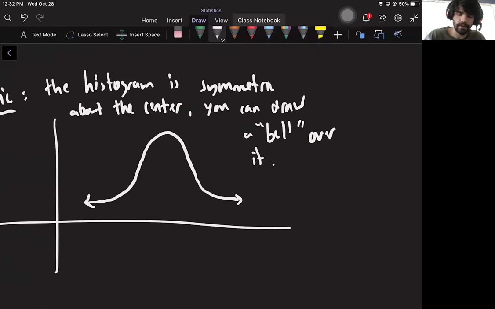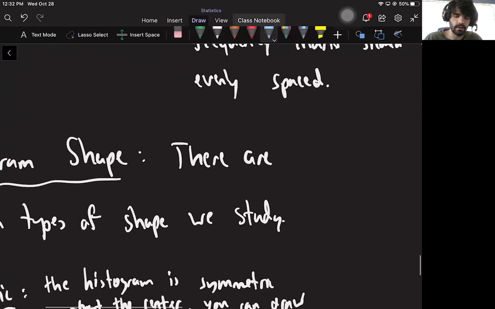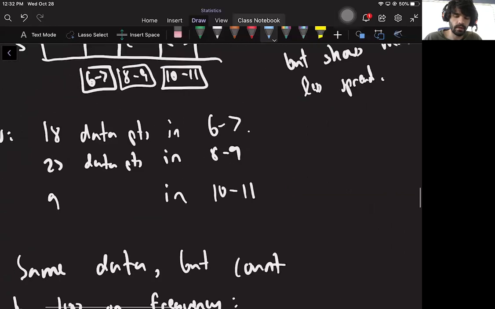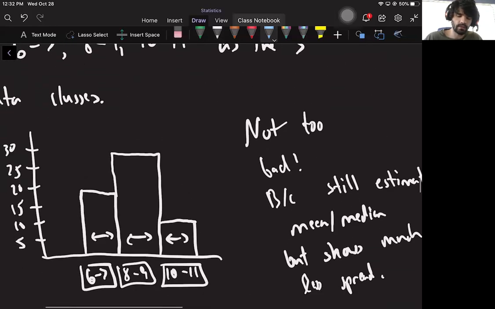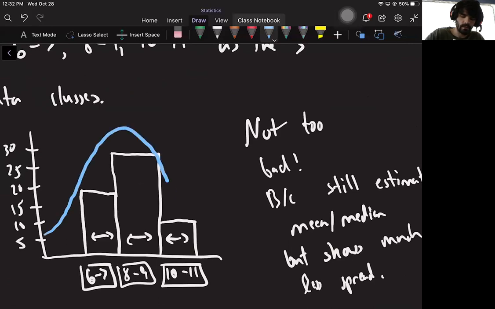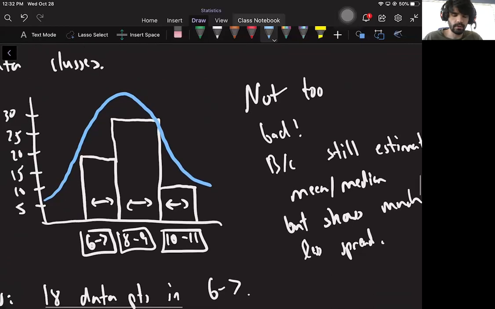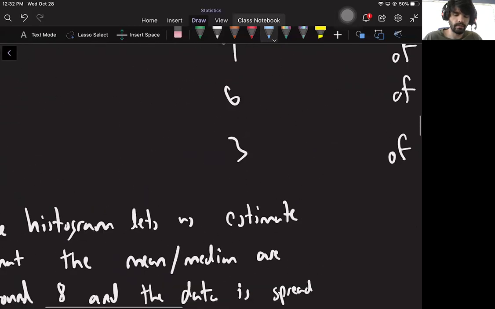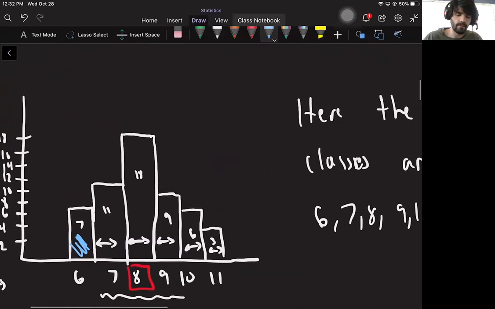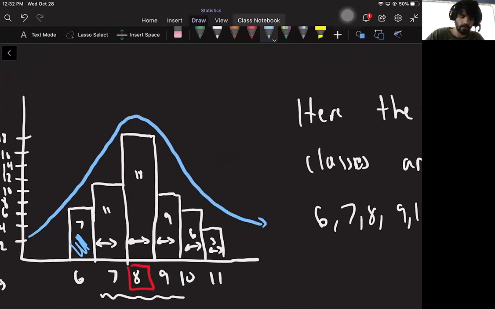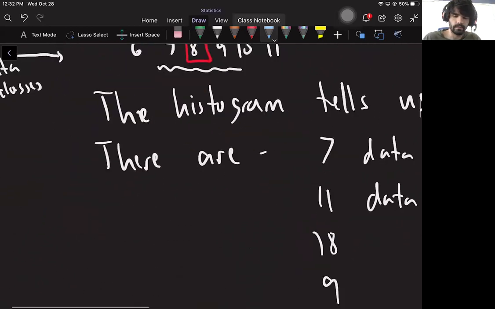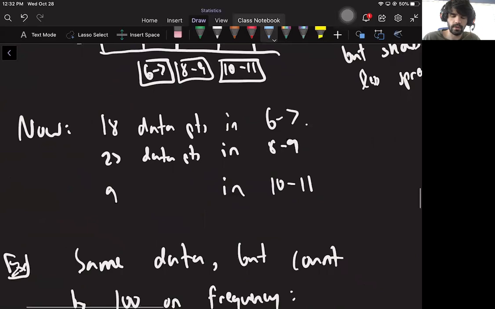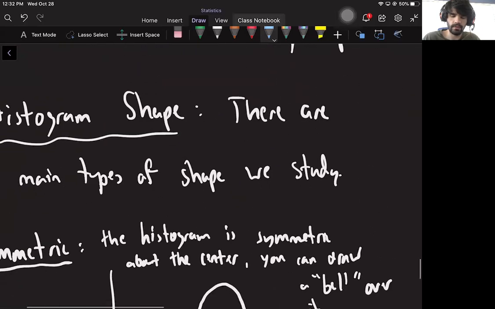So the example we did earlier is symmetric. Let me go up there real quick and draw a bell over it. Even here, it's pretty symmetric. It doesn't look as nice as the other one, but it's mostly symmetric. It's not perfect. This one is much more symmetric, so you can draw a nice bell curve over it. Okay, so we'll see more examples too in the lecture problems.